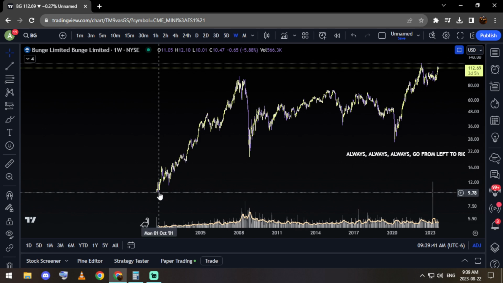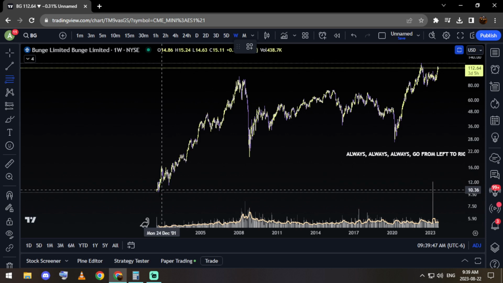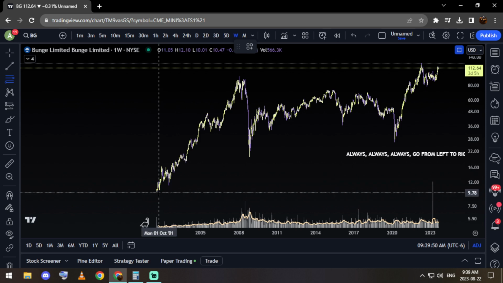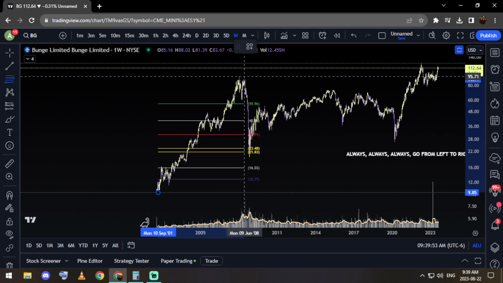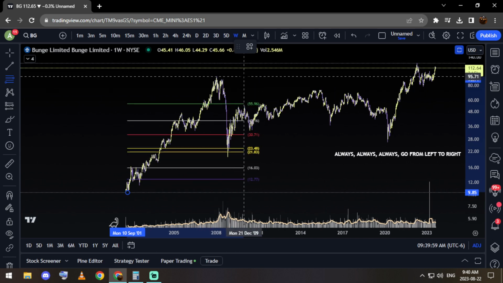And so if we know that this is the bottom down here and this is the top, we're going to pull out our Fibonacci retracement tool and we're going to start from the lowest low to the highest high, which is up here. Okay, so this is our highest high. We drew it from left to right, and I'm going to connect it right at the top.